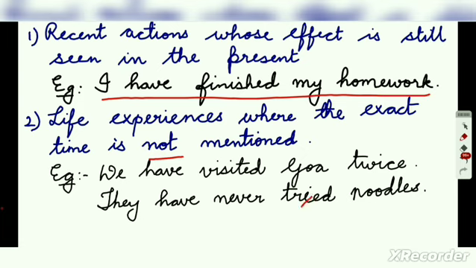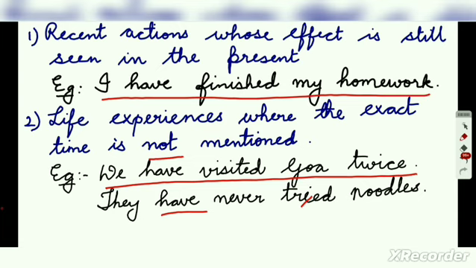Here I'm talking about a life experience. Notice that I have not mentioned a specific time. A specific time is not mentioned here. It could have happened at any time in the past. There also we use the present perfect. They have never tried noodles. This is also a life experience. It tells us that they have never had that experience.